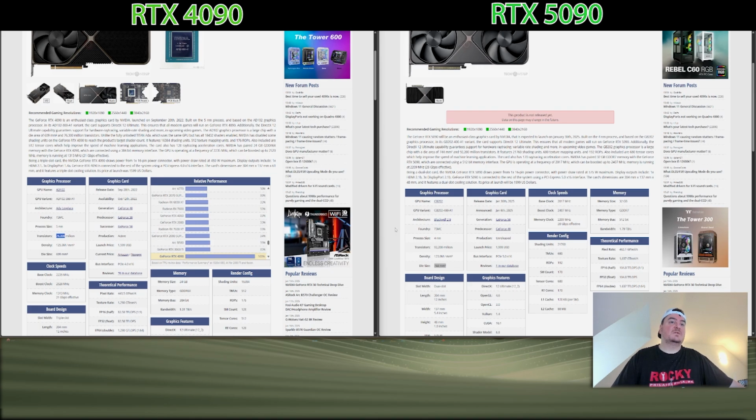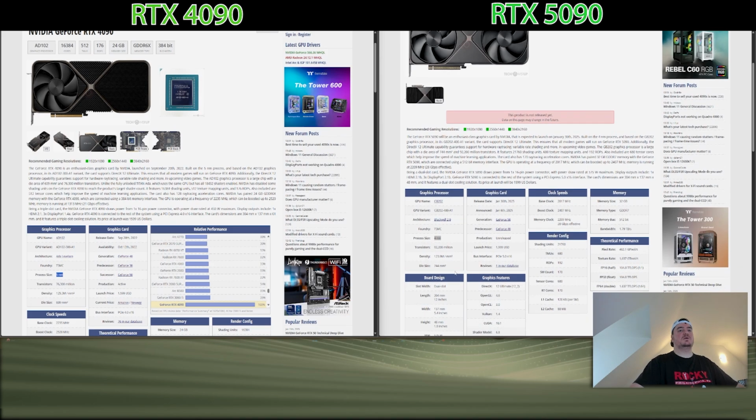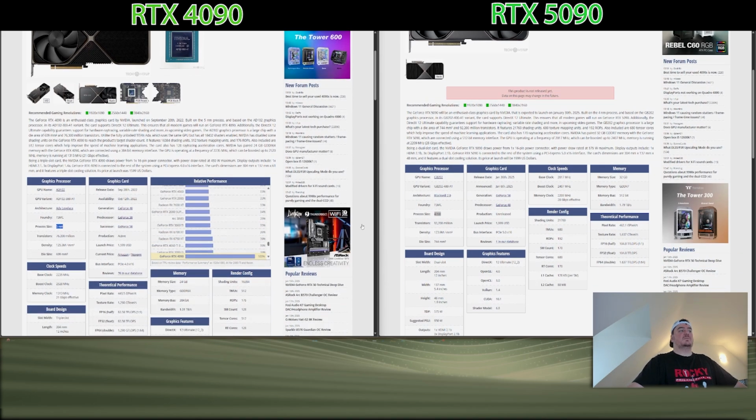Process size, I think there's an error here because they're both built on the same 4 nanometer process, made by TSMC. They haven't upscaled, they haven't gone to a smaller one, so they haven't gone to 3 nanometers for this generation as well. Price apparently $199. We'll wait and see. Bus interface, obviously, with such a big bandwidth, the 5090 finally has PCIe 5.0.